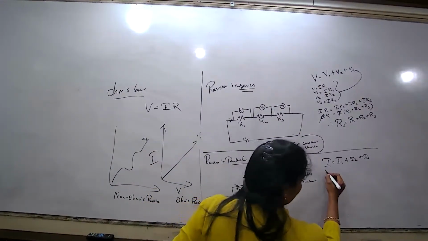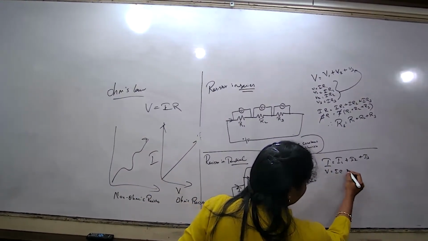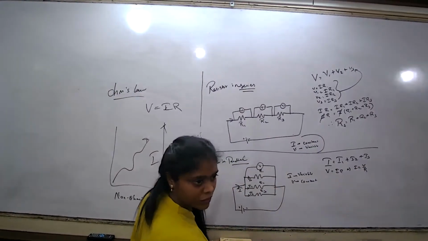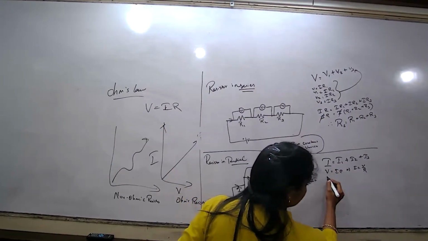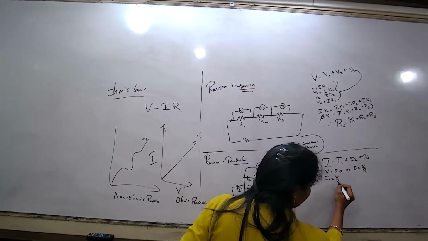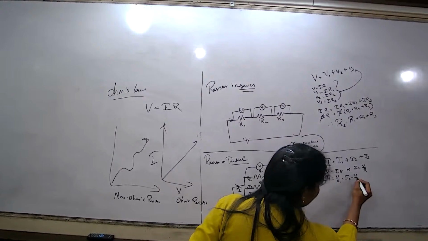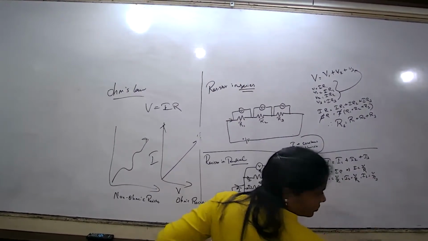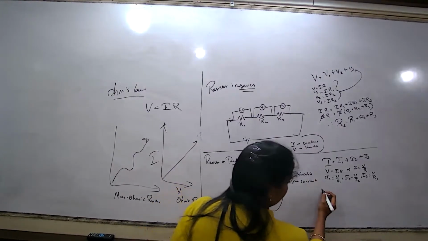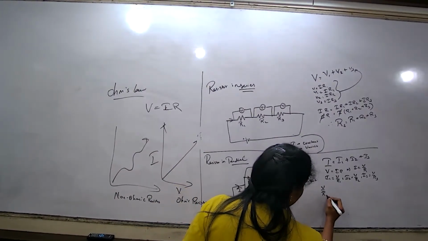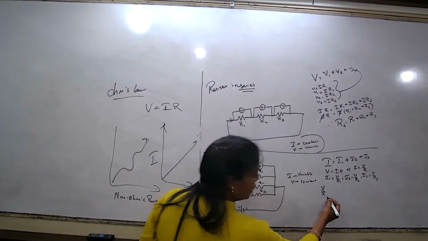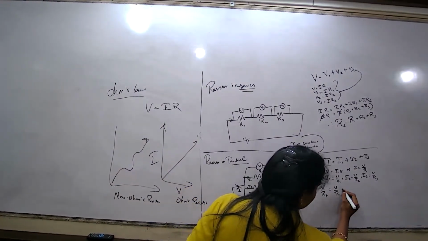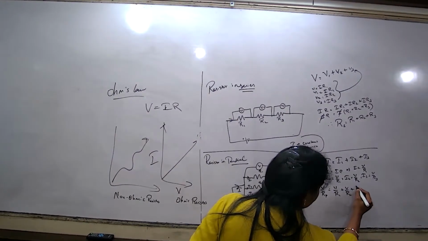Okay? Implement Ohm's law, V equal to IR. In order to find I, I equal to V by R. We can find I1, isn't it? I1 is V by R1. I2 is V by R2. I3 is V by R3. We are substituting in this formula. Why am I putting Rp for a parallel resistor? It equals V by R1 plus V by R2 plus V by R3.